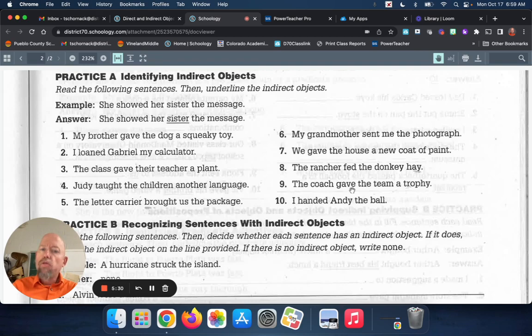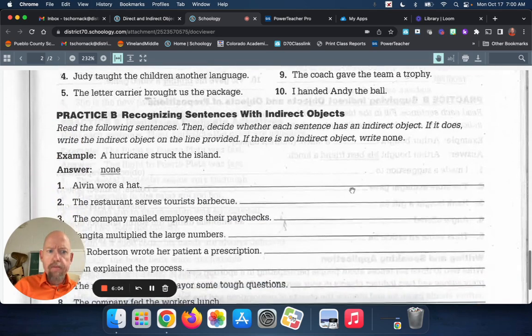He gave a toy. And then we ask ourselves, to or for whom did my brother give the toy? Well, he gave it to the dog. So for number one, you just write dog. That is your indirect object. So for number two, there is one. Three, there's one. Four is one. Five is one. So there's one for each of these. So these will be worth 5 points.